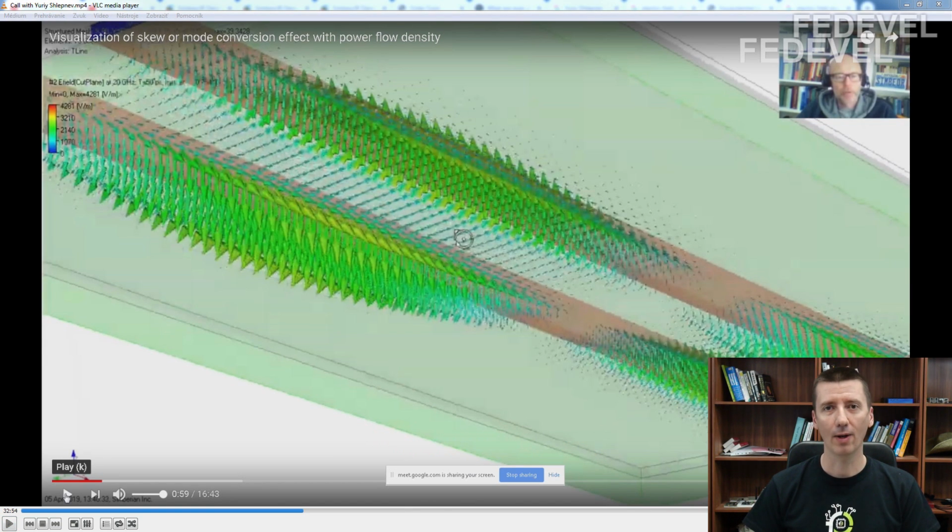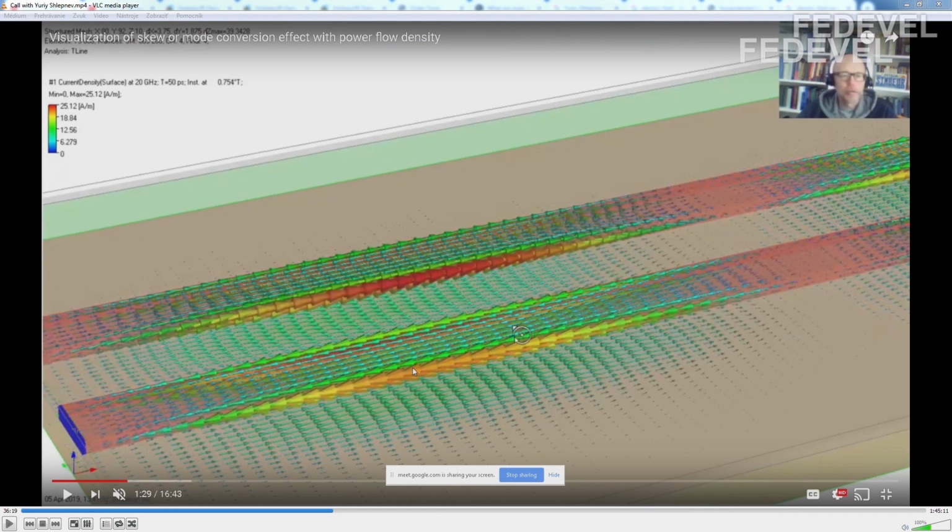Okay, we know how this electric field looks around the traces. Now we would like to know the current. We would like to see the current. I moved this video a little bit ahead. Now we are looking at currents. You can see it here. And this is what we were speaking about.